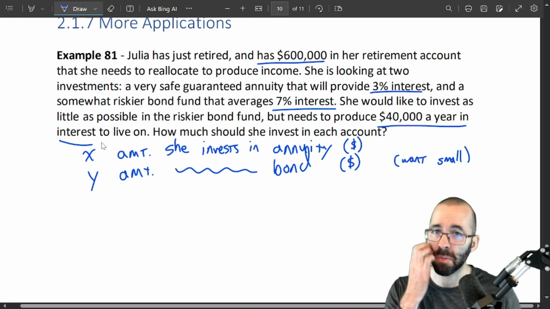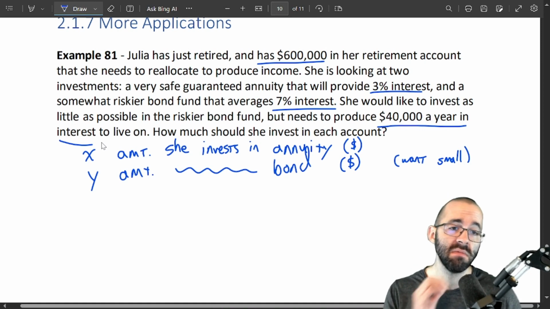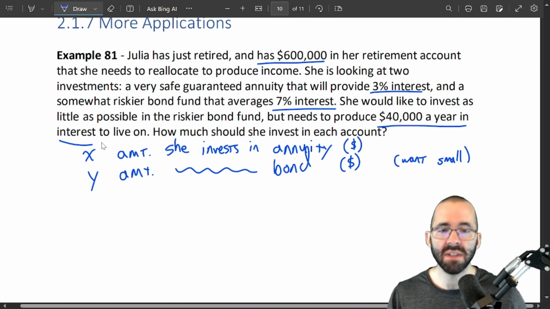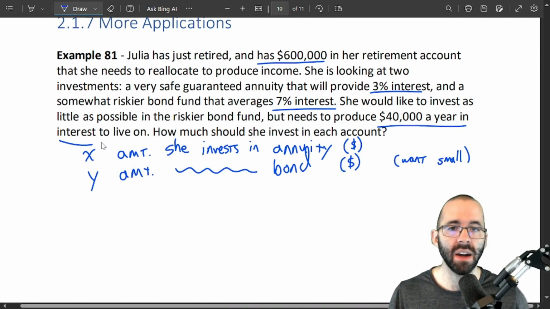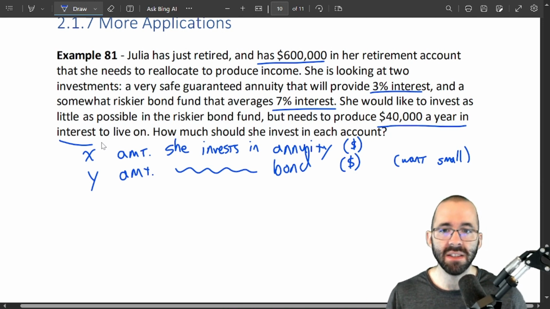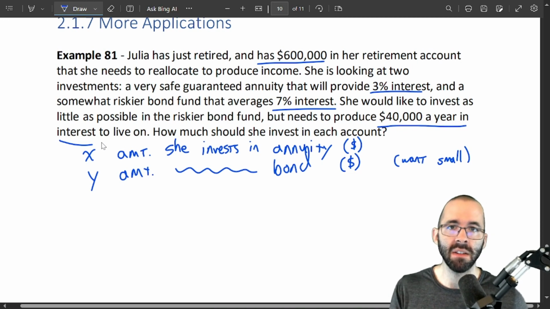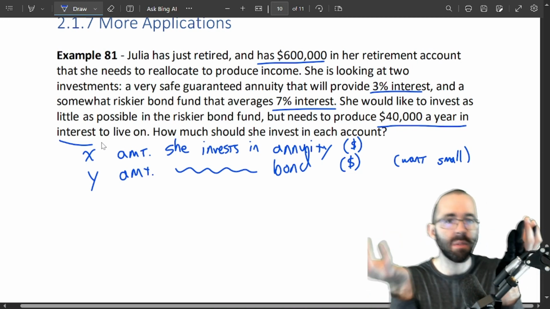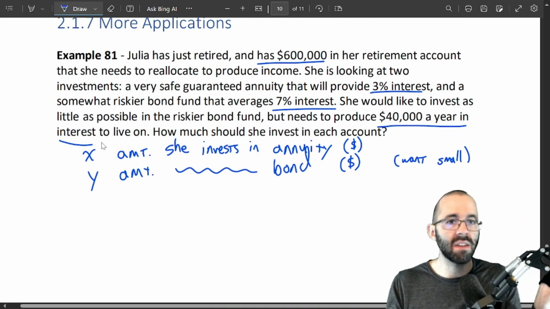So let's start with that first piece. She's got $600,000 total. Well, what is $600,000 going to have to do with her X and Y? Well, $600,000 is the total that she's investing. So the amount that she invests in the annuity and the amount that she invests in the bonds together, that should be $600K.